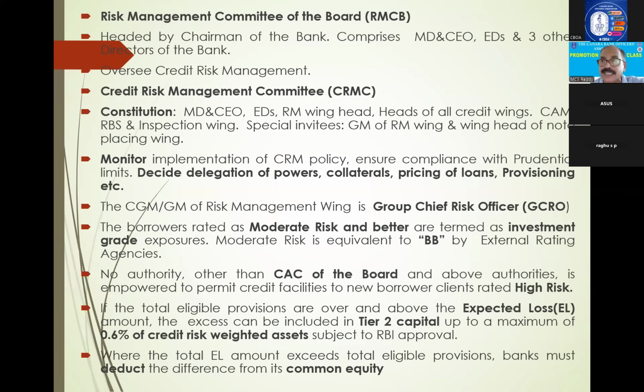Up to what extent here again? 0.6% of your risk-weighted assets, not the entire amount. 0.6% of your risk-weighted assets. If it is a standard method, 1.25%. If it is an advanced approach, 0.6% only. This is the difference, right?